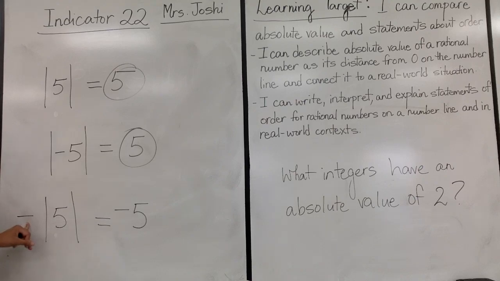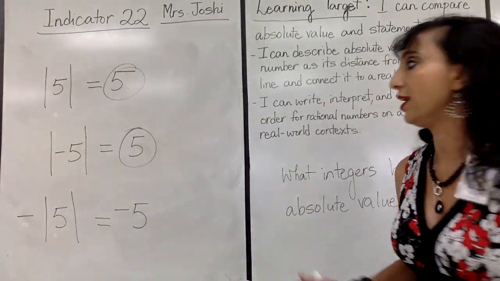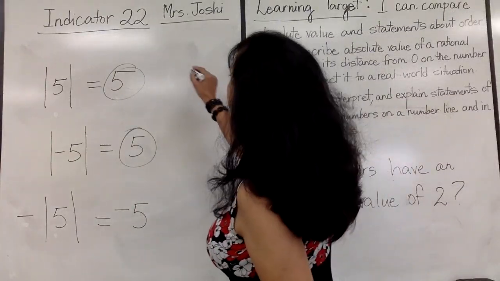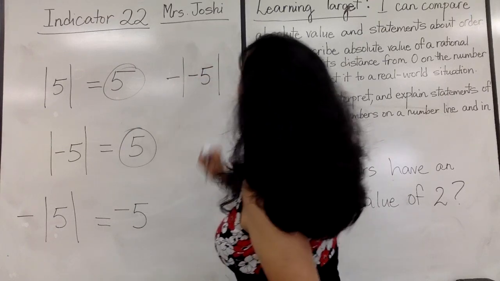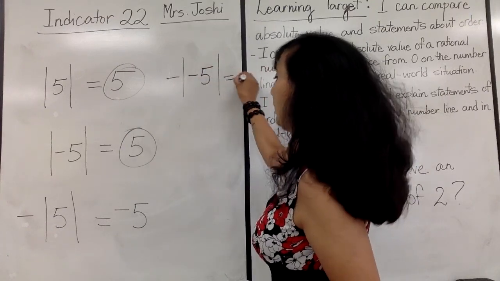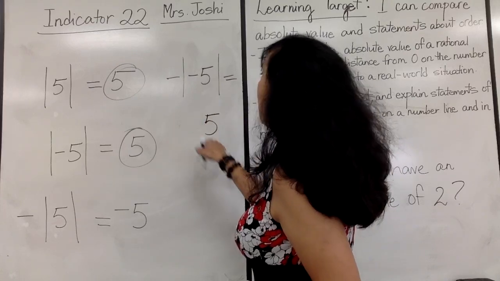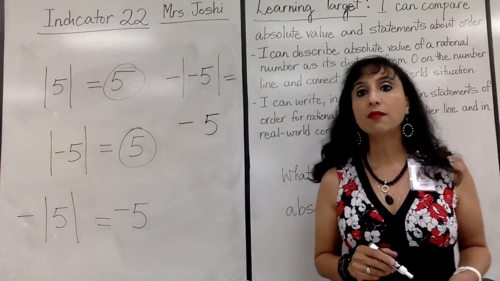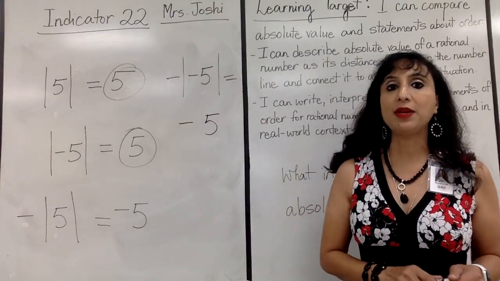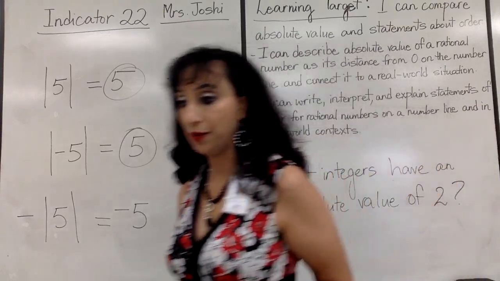That's the only time when an absolute value will be negative, is when the negative sign is outside the absolute value sign. Same thing if I write negative and absolute value of negative 5. We know that the absolute value of negative 5 is 5 because that's the distance. But look what we have outside. So here we go. Please remember this when you are solving absolute value.